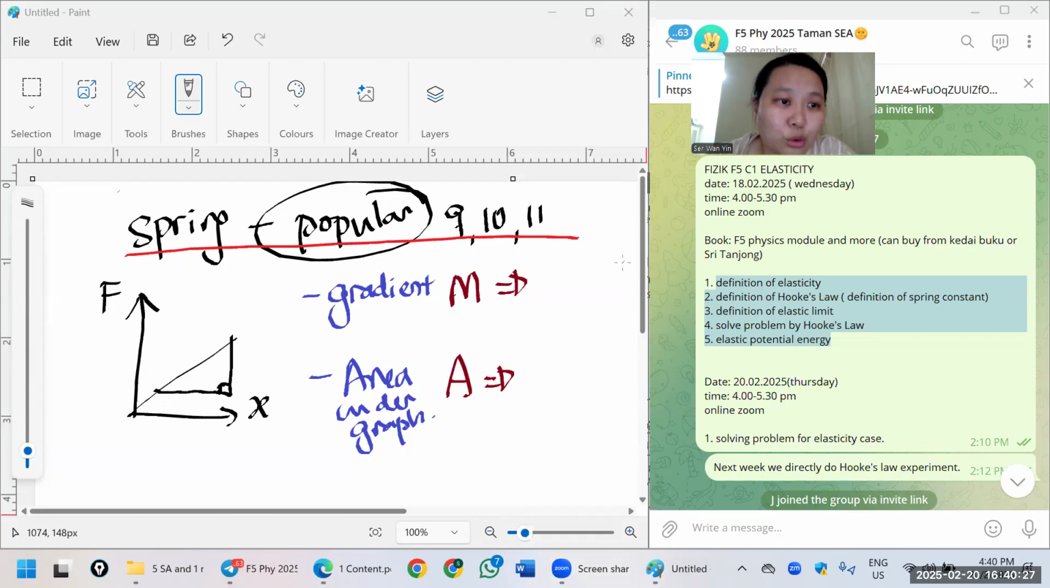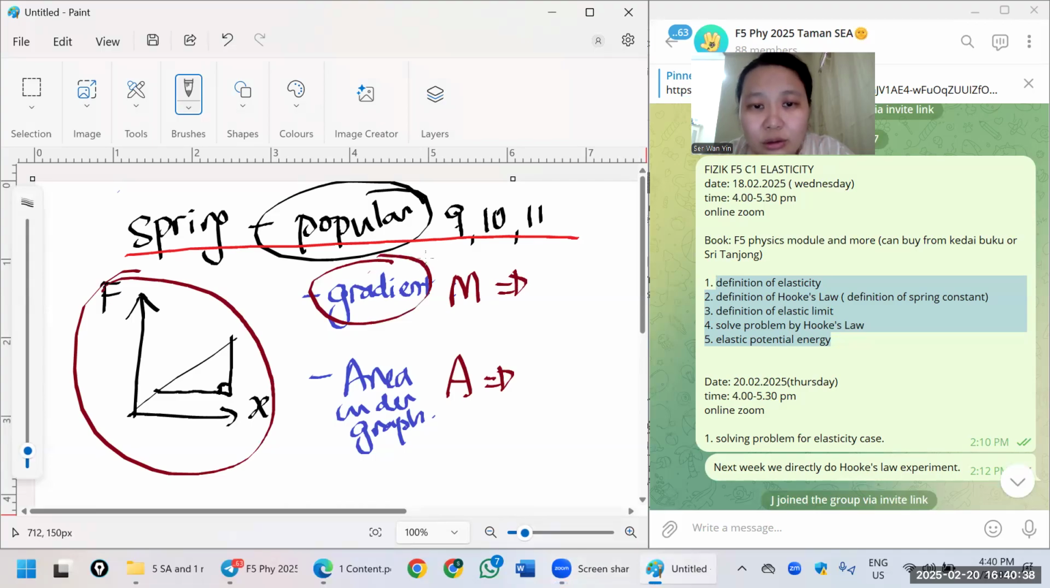Correct, but gradient is what? Jia Wen, no, I'm asking from this graph, what is your gradient? Then what is the area under the graph? Okay, but correct lah, Jia Wen, what you said for number 1 is correct. Okay, like Kai Yang. It's okay.